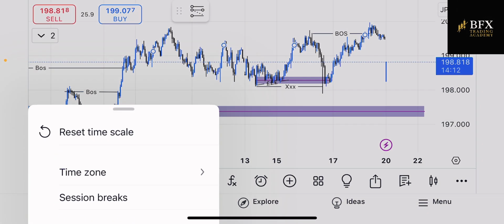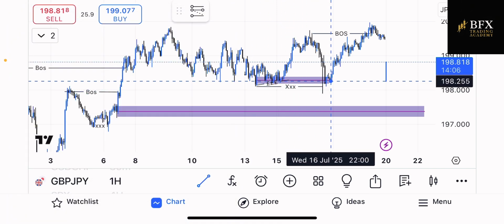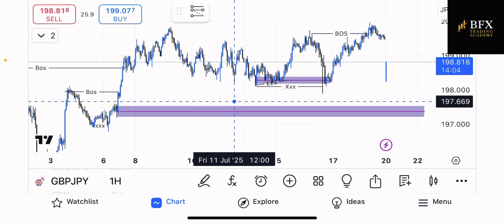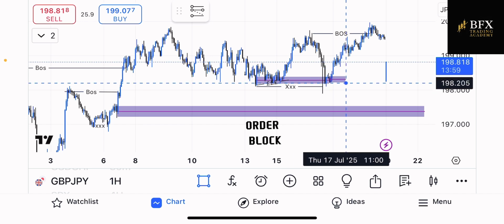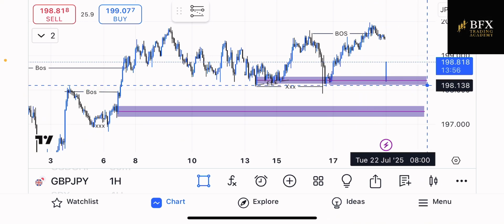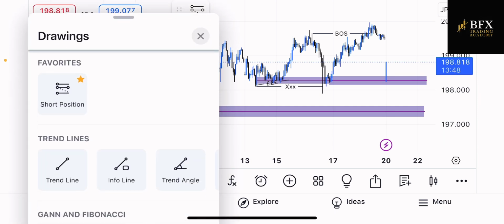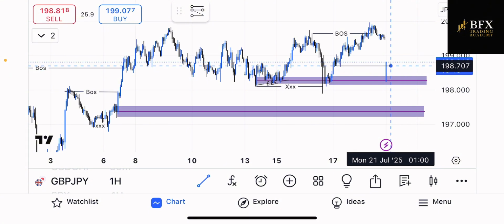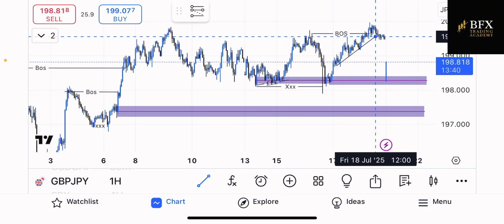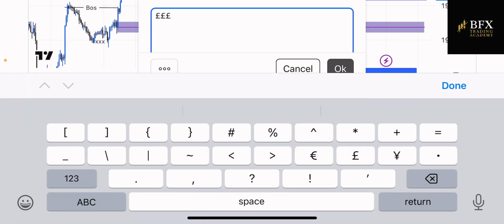Now we had a sweep of liquidity here. So we have a sweep of liquidity, and we had an order block here. We had an order block at this place here. And we have a structural liquidity. Should I show you guys? There's a structural liquidity here. This is structural liquidity from here to here. This liquidity you are seeing here is your structural liquidity. It's a liquidity pool.